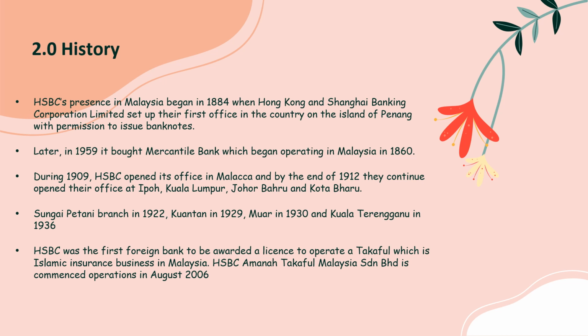HSBC's presence in Malaysia began in 1884 when the Hong Kong and Shanghai Banking Corporation Limited set up their first office in the country on the island of Penang with permission to issue banknotes. In 1959, it bought Mercantile Bank, which began operating in Malaysia in 1860. During 1999, HSBC opened its office in Malacca, and by the end of 1912, they continued to open offices in Ipoh, Kuala Lumpur, Johor Bahru, and Kota Bharu.